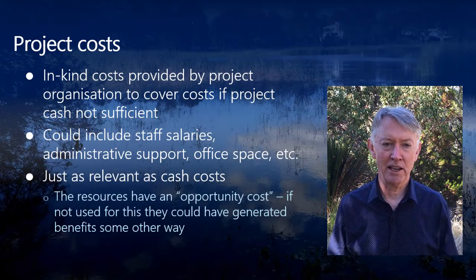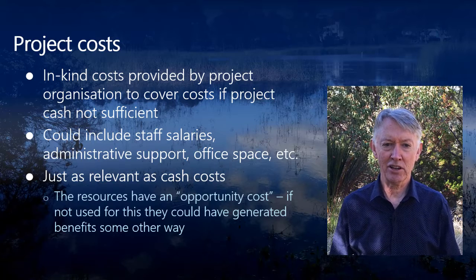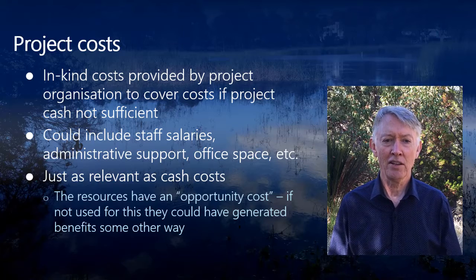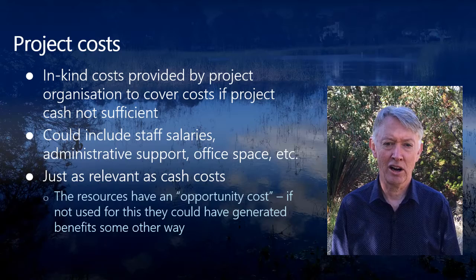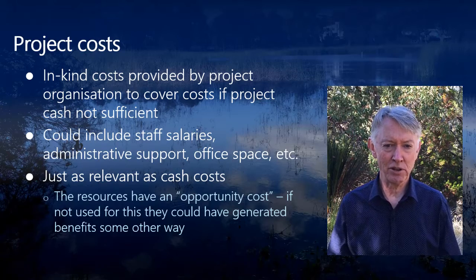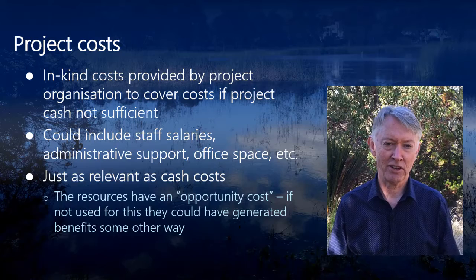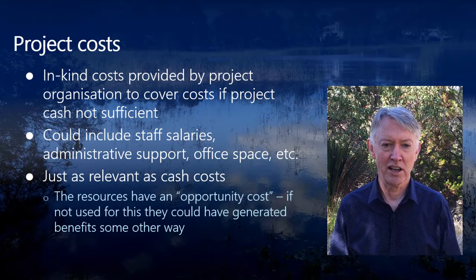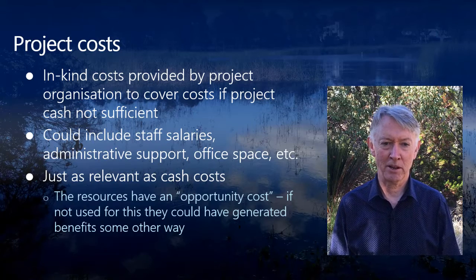There could also be in-kind costs provided by the project organisation to cover costs that are not fully covered by the project cash. This could include things like staff salaries, administrative support, office space and so on, and these are real costs which should be factored into the benefit cost analysis. They're just as relevant as cash costs because these resources have an opportunity cost. If they weren't used for this project, they could have generated benefits in some other way.